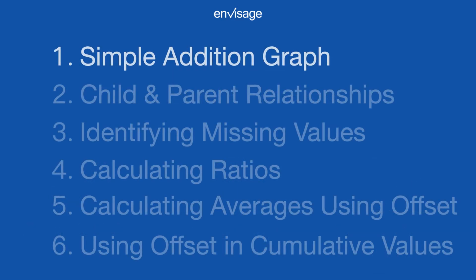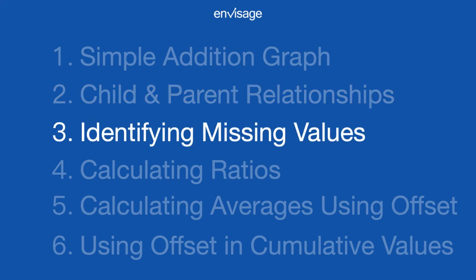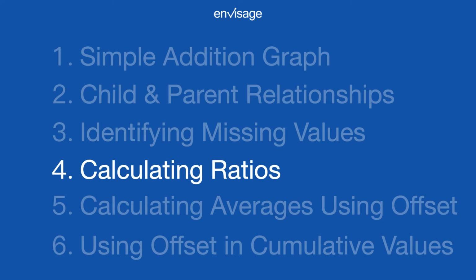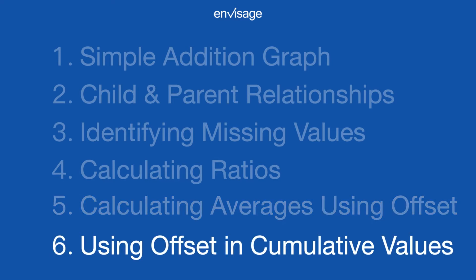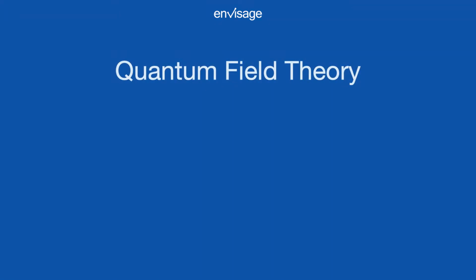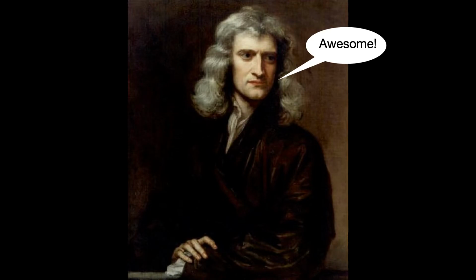1. The simple addition graph. 2. Child and parent relationships. 3. Identifying missing values. 4. Calculating ratios such as conversion rates. 5. Calculating averages using offset. 6. Using offset in cumulative values. And finally, for those who really want to geek out, we'll show you how to apply quantum field theory to graphs for no particular reason at all.